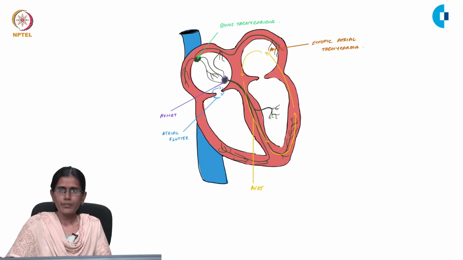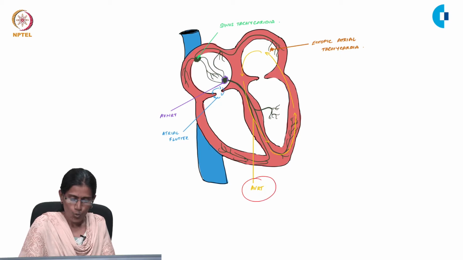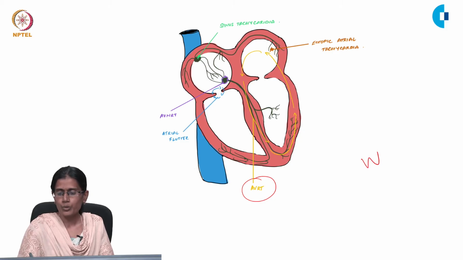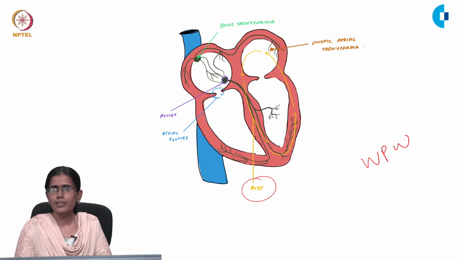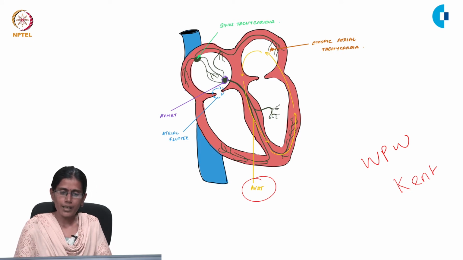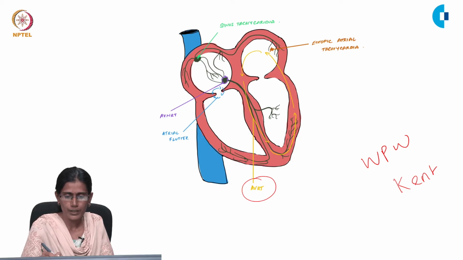Next we will discuss AVRT. So what is AVRT? It is atrioventricular reentry tachycardia. The classical example for this being WPW syndrome, Wolff-Parkinson-White syndrome. In Wolff-Parkinson-White syndrome, there will be an abnormal pathway known as the bundle of Kent. So this connects the atrium to the ventricle, and this pathway has the property to conduct electrical impulses. So the electrical impulses will be conducted from the atrium to the ventricles or from the ventricles to the atrium.